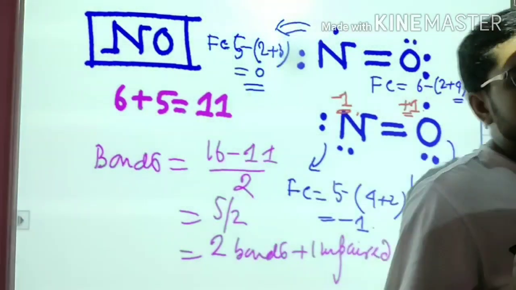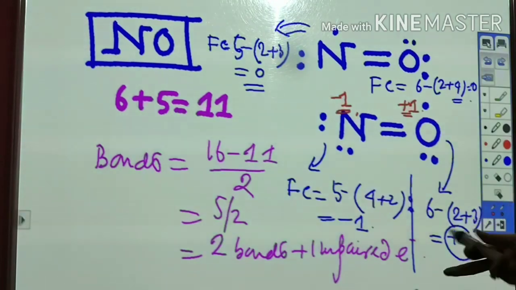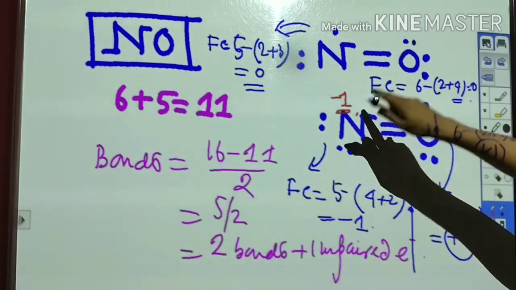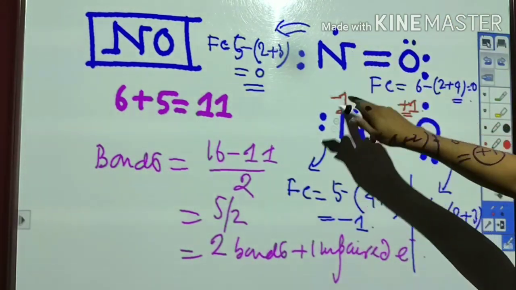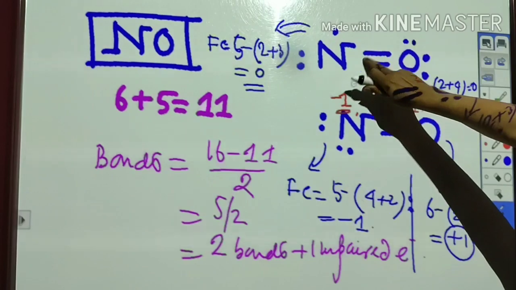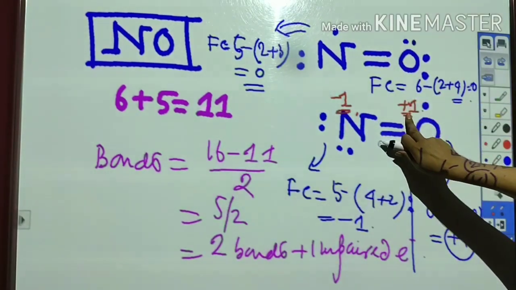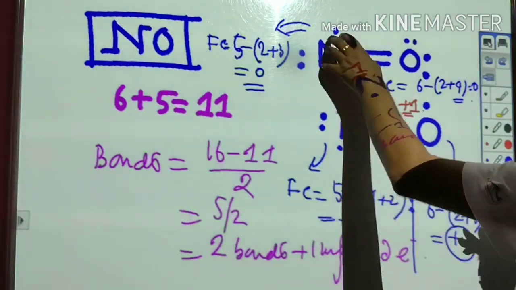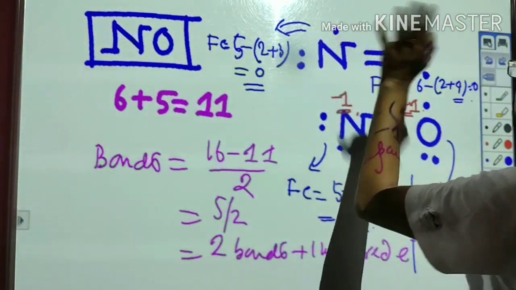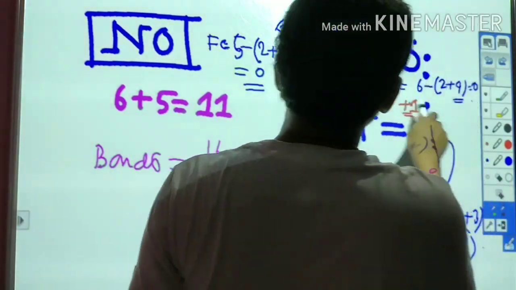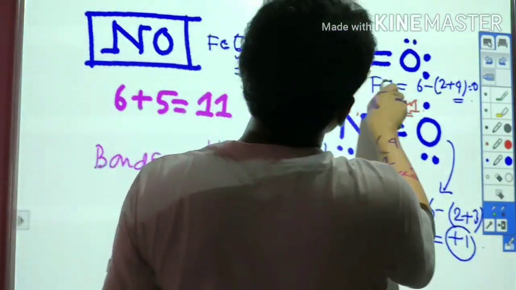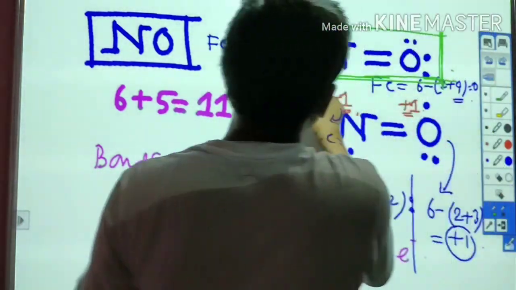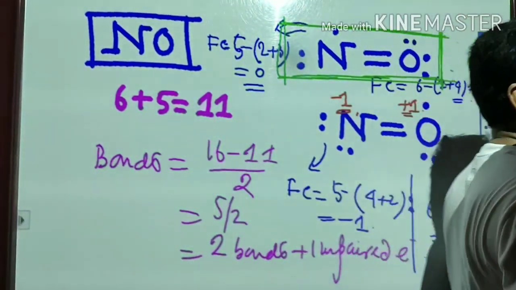What I told you is that any neutral structure is the best one compared to the charged one. A charged species is less stable compared to the uncharged one. So it has no formal charge; overall minus 1 plus 1 is 0. So NO has no charge. Which one will be the best out of this one or this one? This one will be the best. So this is the best Lewis structure for NO.